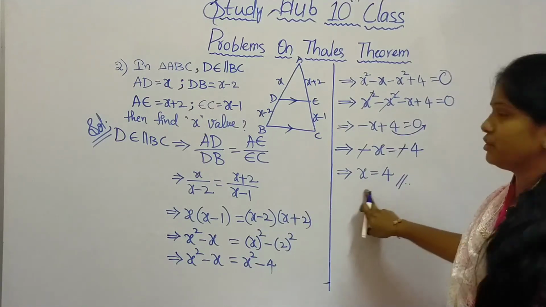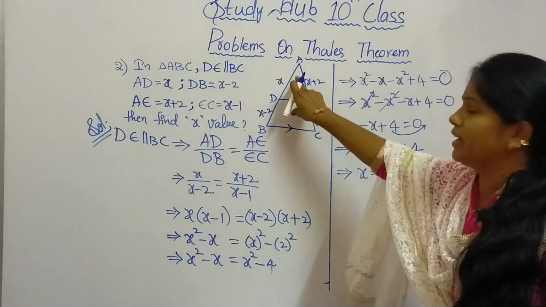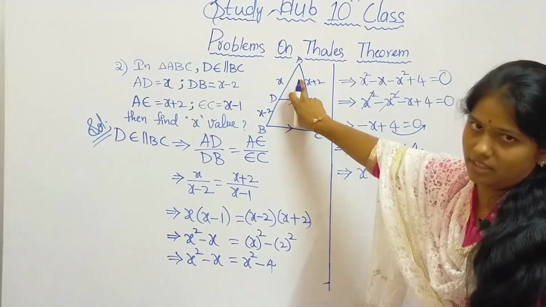So this is the way to find the x value by using the basic proportionality theorem.